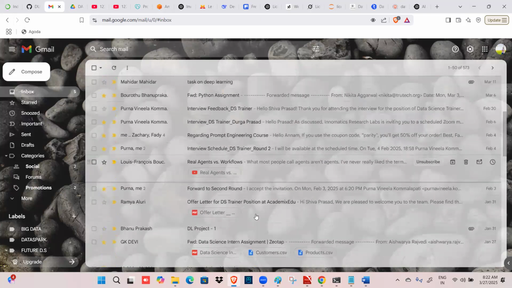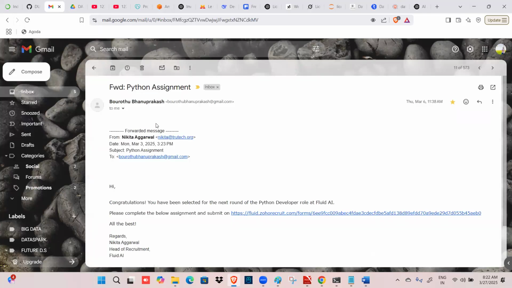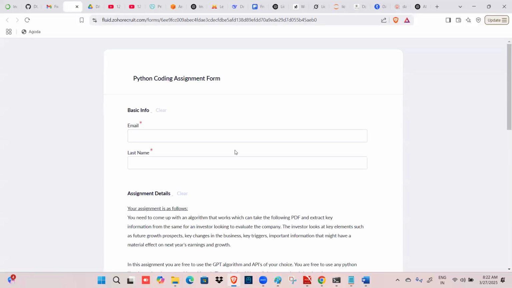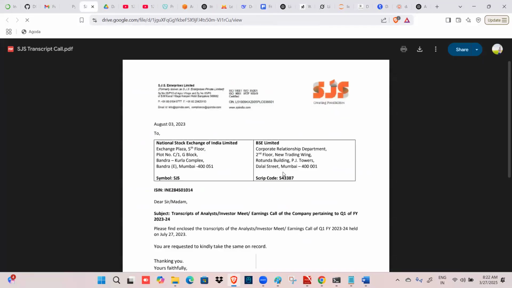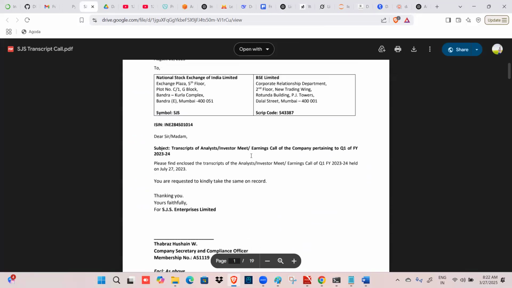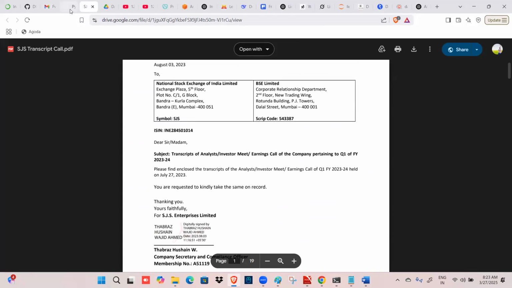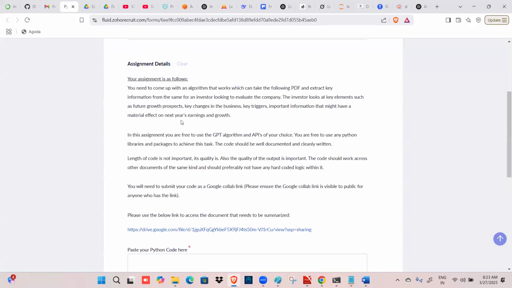Yeah, a Python assignment. This is from Fluid AI. This is the assignment task, and this is the data that is present. It is just a PDF, a 20-page PDF. They want text summarization. This is just like a prompt.